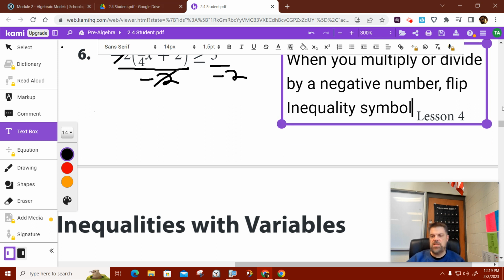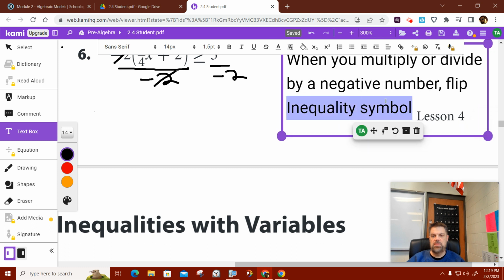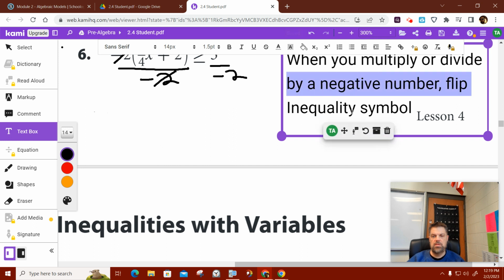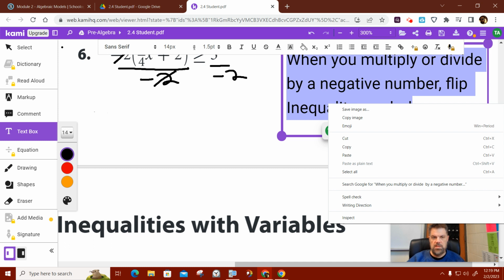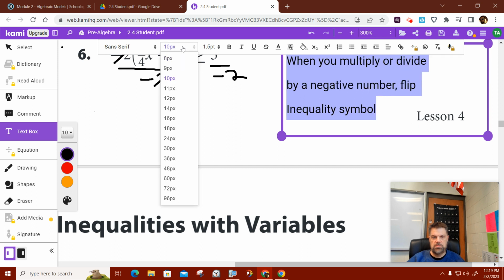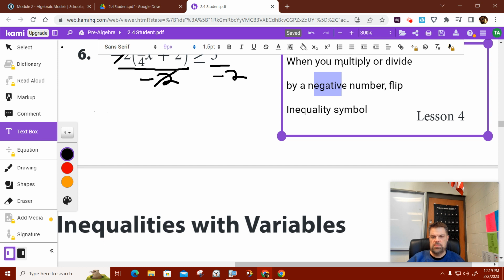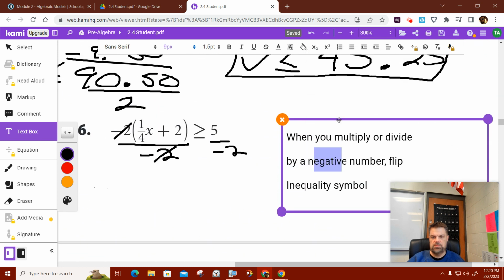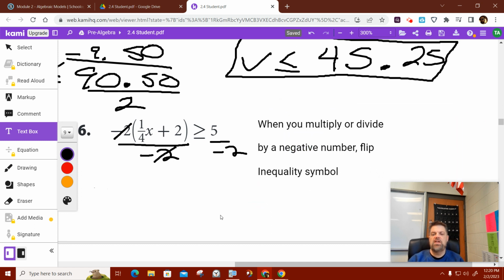So this is a rule, and I'll make this smaller so you can see it. Let's make the text a little smaller. Maybe we'll make it 9. So when you multiply or divide by a negative number, you have to flip the inequality symbol.